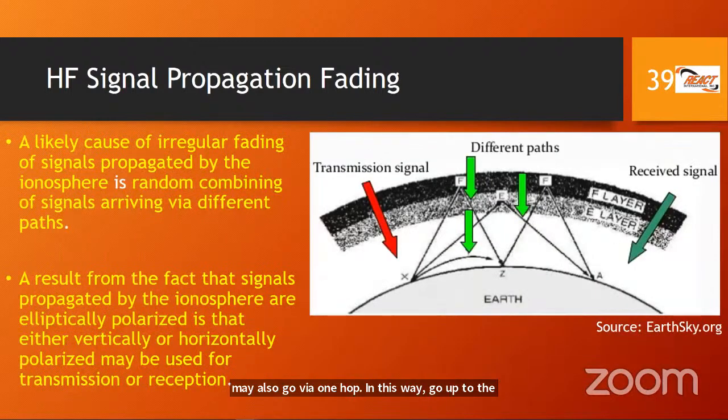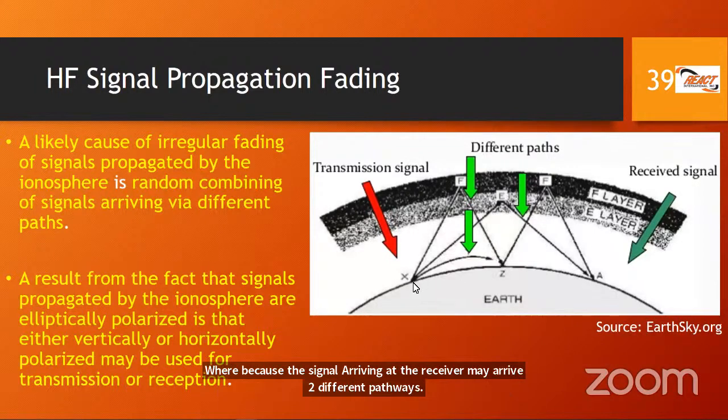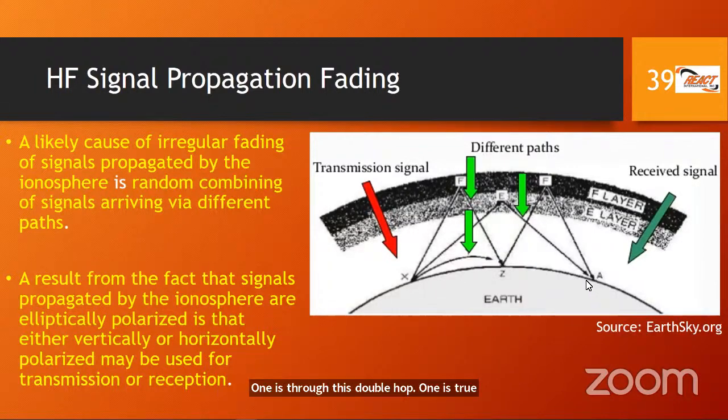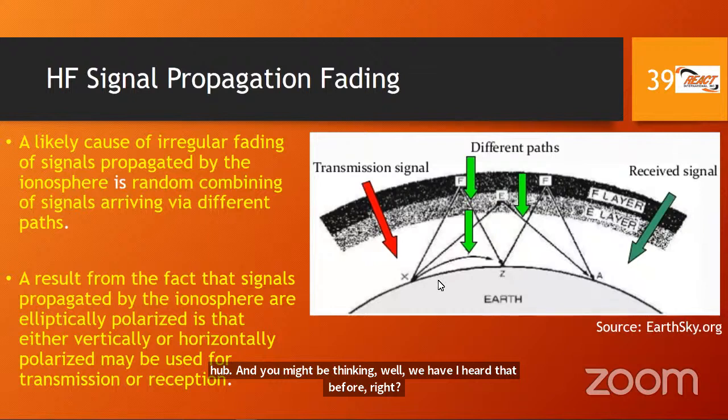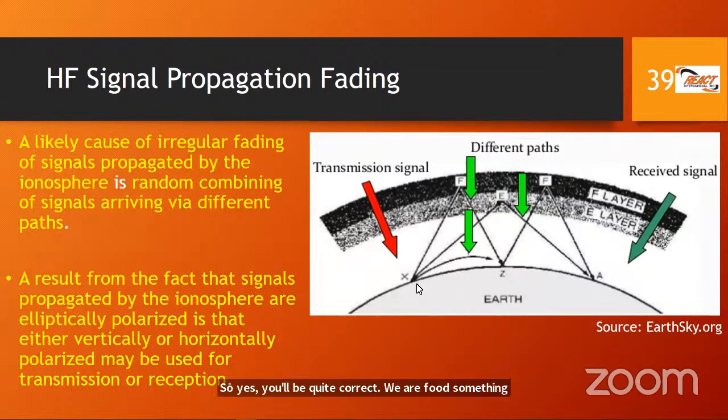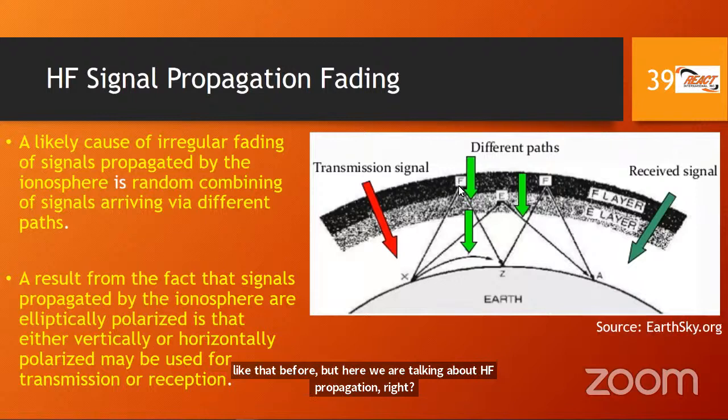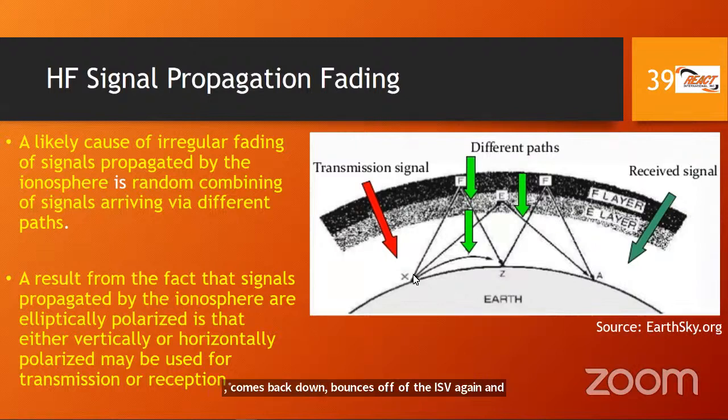So we have two questions in relation to that phenomena where the signal arriving at the receiver may arrive through different pathways. One is through this double hop, one is through a single hop. And you might be thinking, but wait, where have I heard that before, right? So yes, you'll be quite correct. We have heard something like that before. But here we are talking about HF propagation, right? So through the ionosphere, the signal goes up to the ionosphere, comes back down, bounces off of the ionosphere again, and arrives at the receiver. It may also take this pathway at the same time. And therefore, you have two signals arriving at the receiver end.